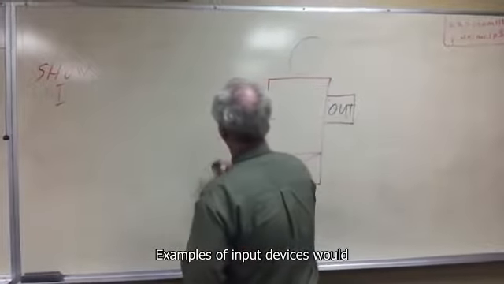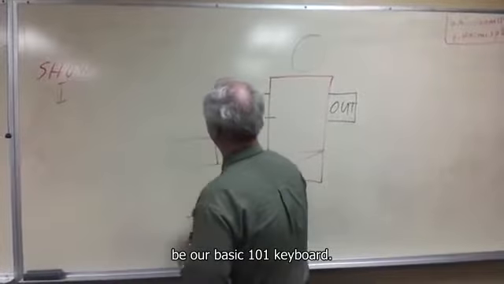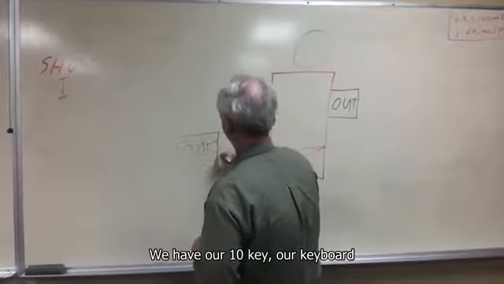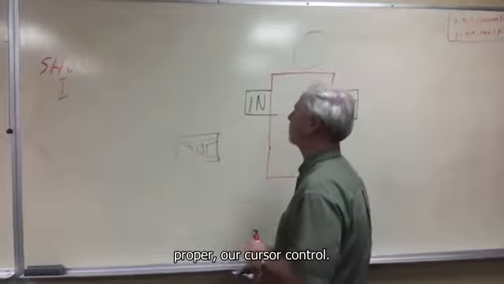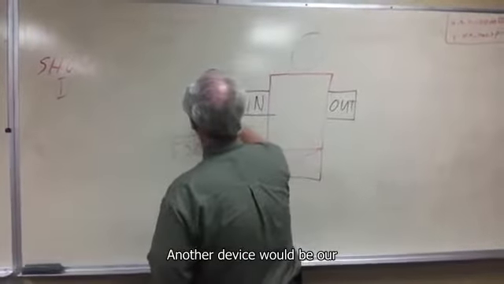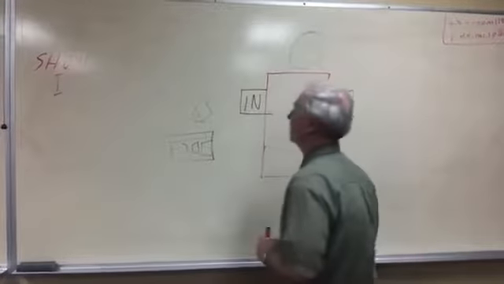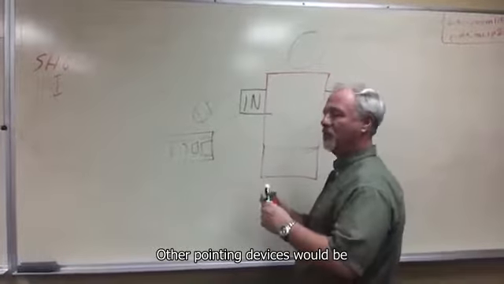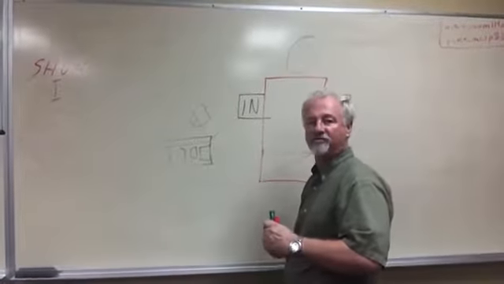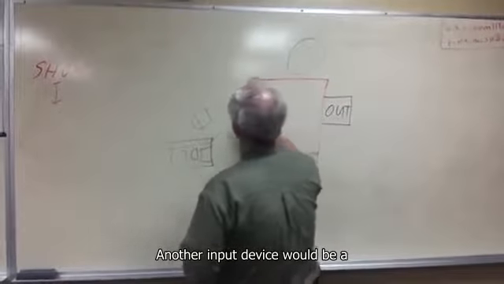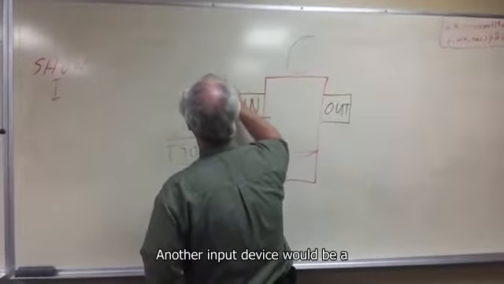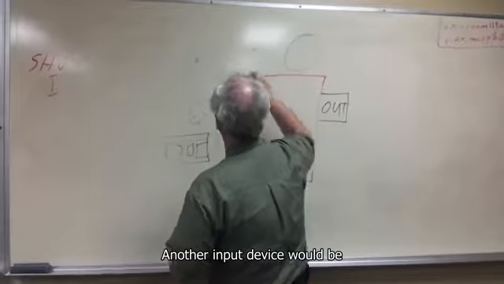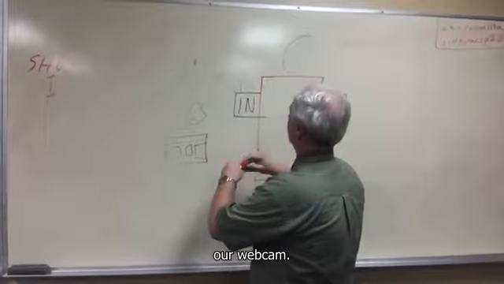Examples of input devices would be our basic 101 keyboard. We have our 10 key, our keyboard proper, our cursor control. Another device would be our mouse. A mouse is a pointing device. Other pointing devices would be a joystick, a trackball. Another input device would be a microphone. Another input device would be our webcam.